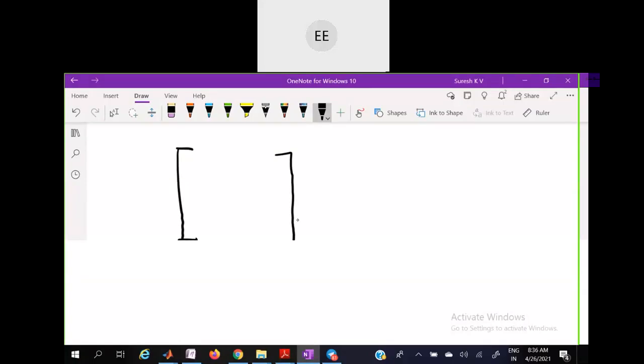I have a 100 cross 100 image. Let me take the topmost corner pixel as P and the rightmost corner pixel as Q. I am interested in finding the Euclidean distance between P and Q, the D4 distance between P and Q, and the D8 distance between P and Q.